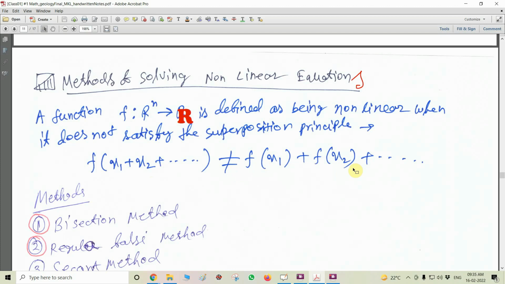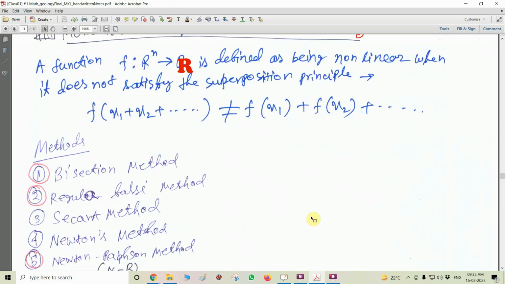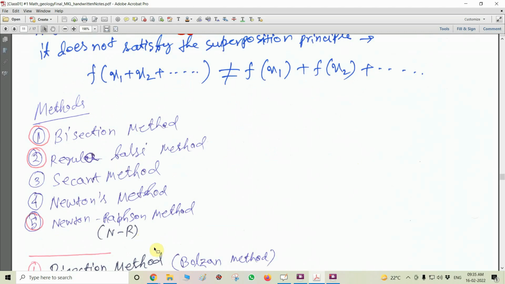Now what are the methods of solving nonlinear equations? There are several methods present nowadays, but for our purposes we will consider the 6 most famous methods. The first one is the bisection method. The second is the regula falsi method. Then Newton's method, the Newton-Raphson method. Among these I'll be discussing 3: the bisection method, the regula falsi method, and the Newton-Raphson method. These 3 will be discussed during your course.